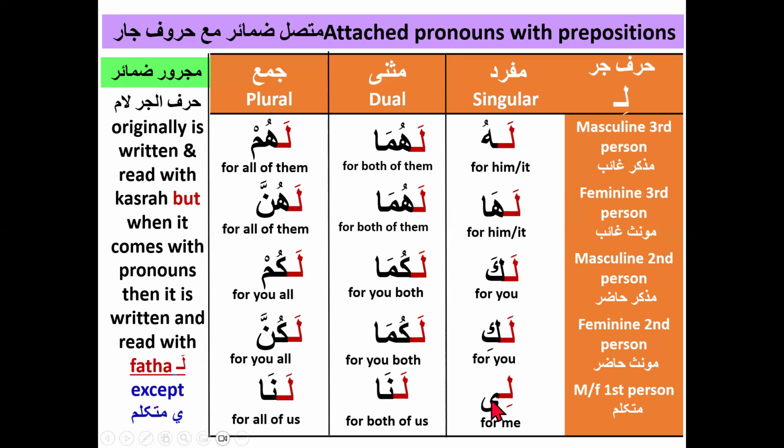So this is li, not lai, because it's very hard to read with fatha. With kasra it is very easy. That's why ya always demands kasra before it. It's li, for me. Except for this ya mutakallim, with all pronouns the lam jar will come with fatha. I highlight this ya mutakallim as well, because here the lam will be written in its original position with kasra.